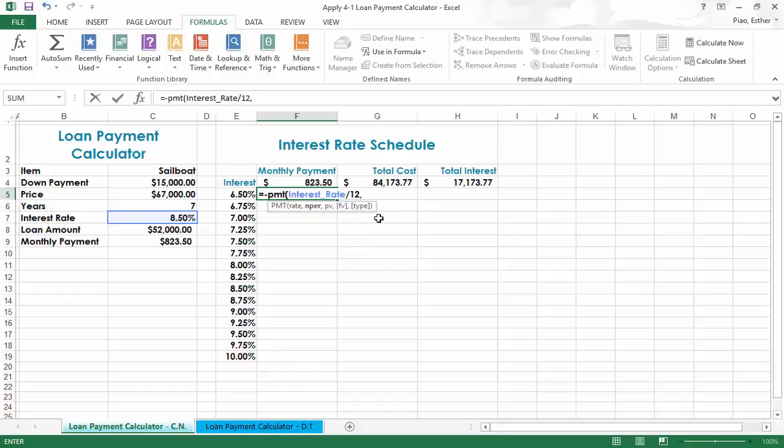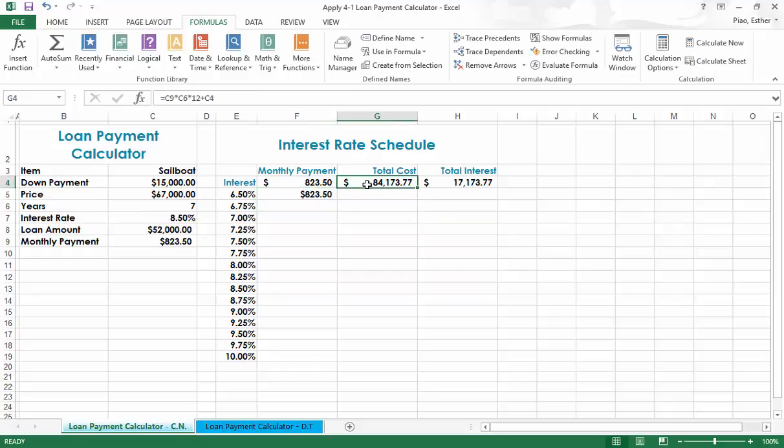And the second factor is the number of payments. So I guess it's years, of course, times 12. And the third factor is the loan amount. Loan amount is selected. So you see we are doing the same thing here. Here we got the same value.